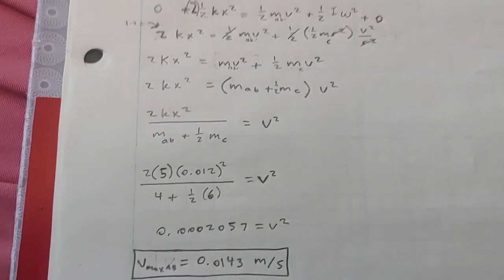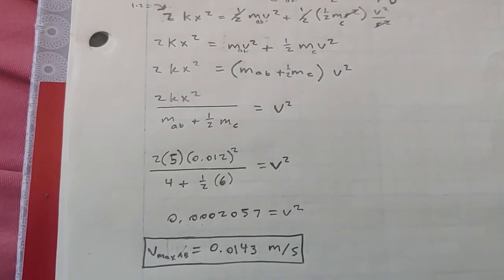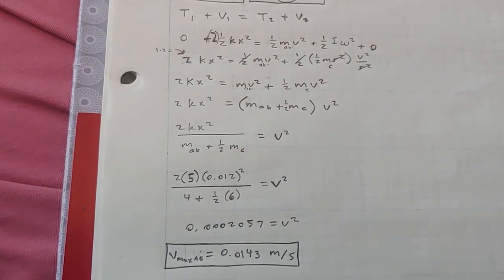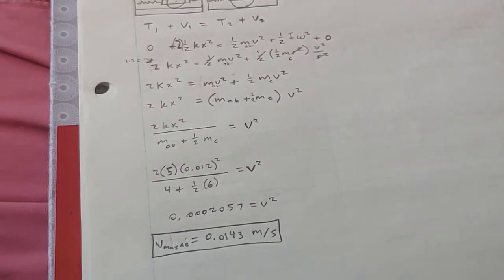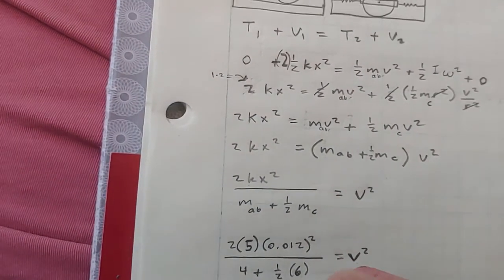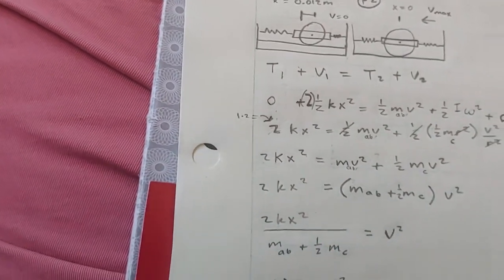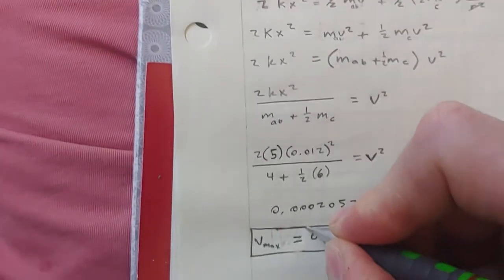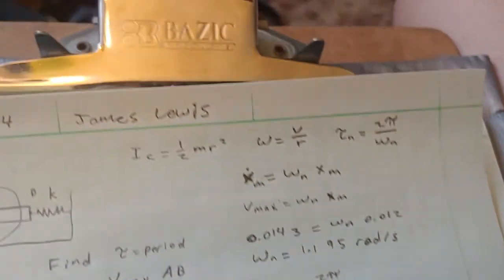Vmax of AB is equal to 0.0143, and that's not actually correct, because it's just the velocity of the actual system, and you can't have a different velocity if they're attached at a point. So we're just going to call it the Vmax, because that's the Vmax of the system of the cylinder and of the bar. So we're going to move up to our period.